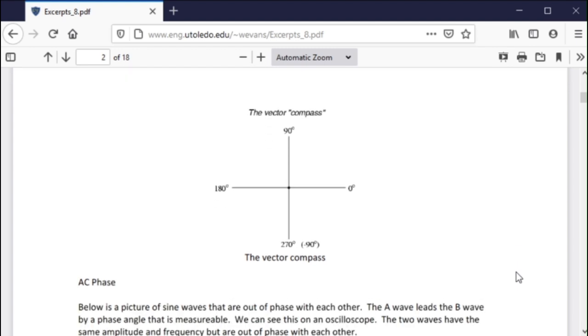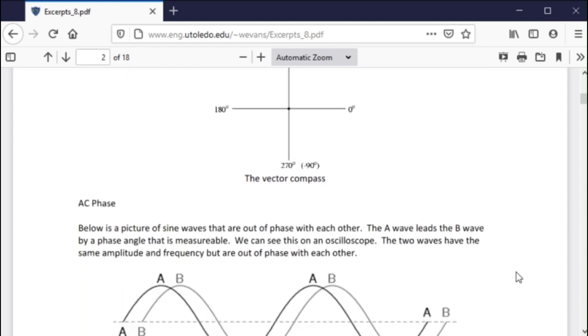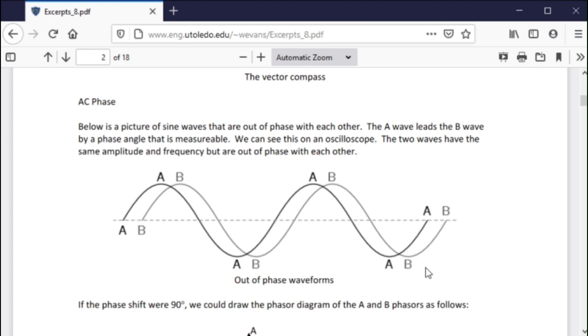So here is our vector compass, and we can look at an AC waveform, and we can see that this one is ahead of this one, or it leads it by an amount. And if you were to look at our lab number 9, you would see this exact same thing. You would see the leading of one waveform with another.